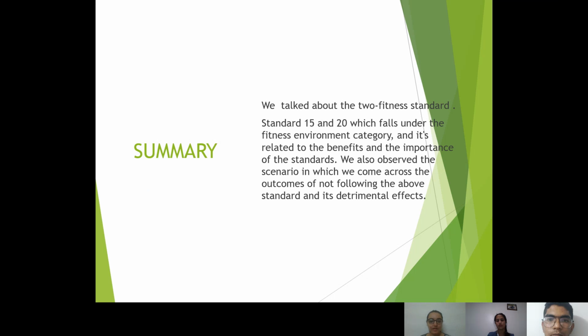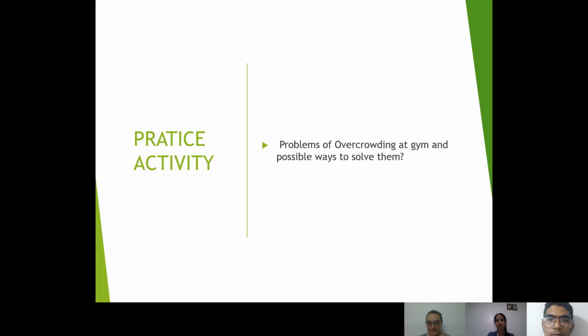Summary. We have talked about the two fitness standards, 15 and 20, which fall under the fitness environment category and are related to both the benefits and importance of the standard. We observed the scenarios in which the standards are not being followed and have detrimental consequences. Lastly, for you, we have a practice activity. It's a discussion where we discuss the problems of overcrowding at the gym and the possible ways to solve them.